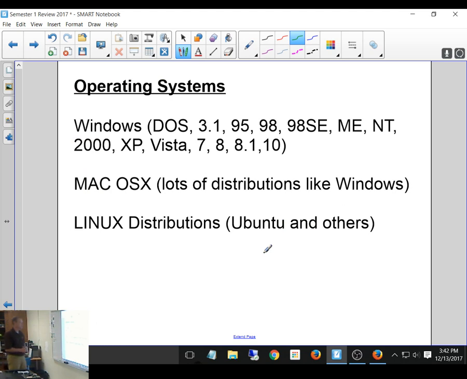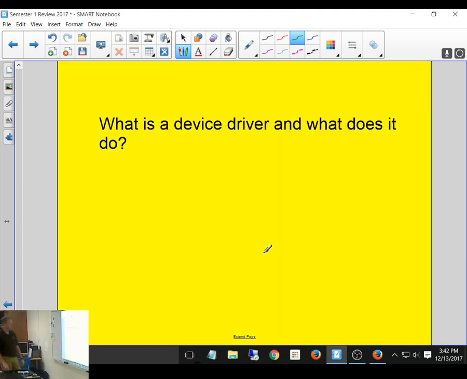We talked about the different operating systems that have been out there and the evolution of Windows, and this is just Windows user systems. This doesn't even include all the server versions that we've had since I've been in computers. Mac OS has a whole bunch of distributions just like Windows, and they're on OS X now. And during the course we looked at a whole bunch of different Linux distributions, of which we looked at Ubuntu, Linux Mint, and a couple of different ones that are available there.